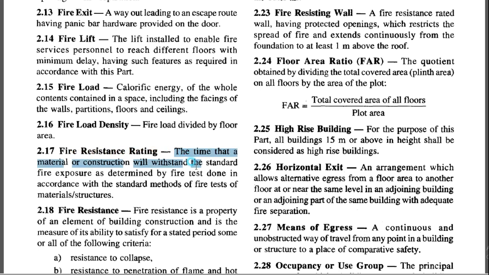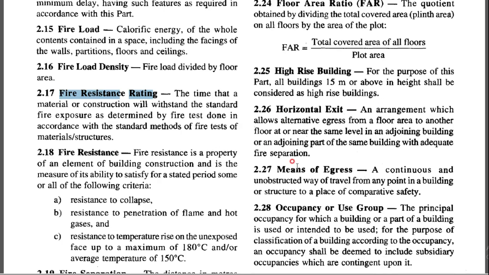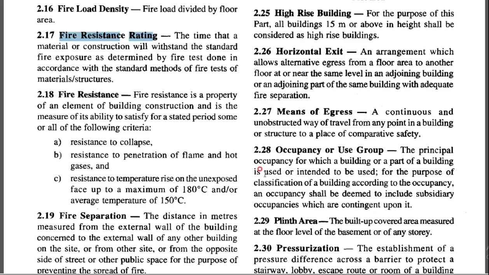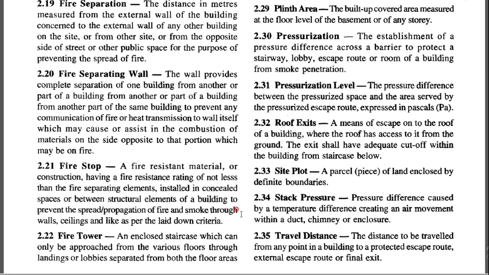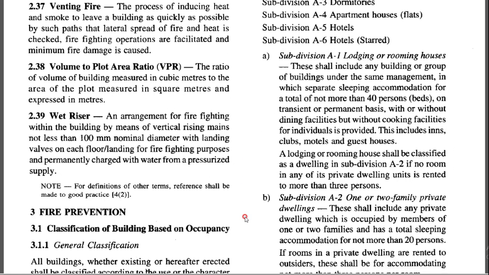Very, very important term: the time that a material or construction will withstand the standard fire exposure, will withstand the fire as determined by fire test. So how much time it is withstanding, that is called the fire resistance rating. 1 hour, 2 hour, like that it is there. Okay, floor area ratio, that is okay. So horizontal exit, like that they are giving a lot of definitions, you can go through that one.